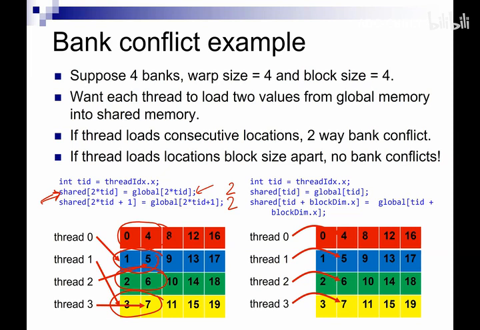So this is just an example of bank conflicts which can occur, and which can really hurt your performance. There are often ways that you can get around these bank conflicts by reordering your operations or changing how your data is laid out. That can also help you avoid bank conflicts.